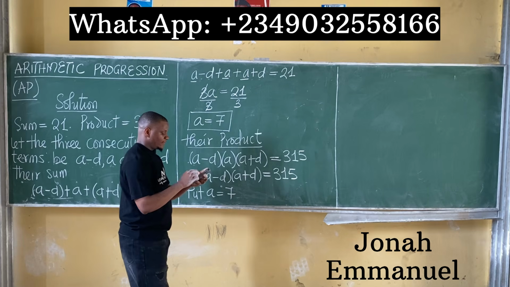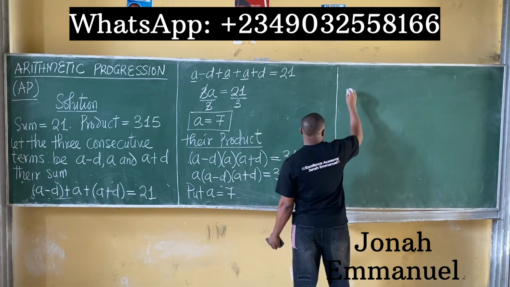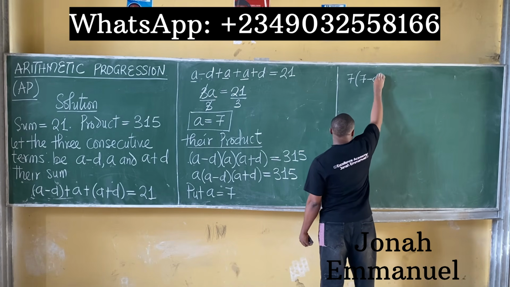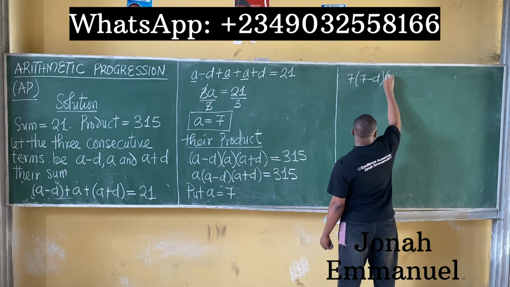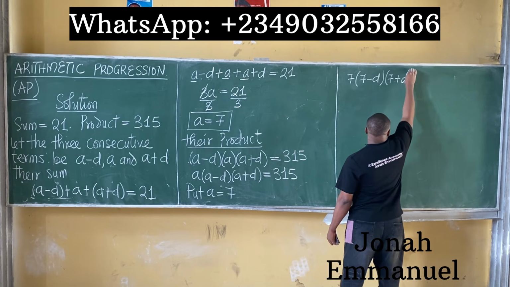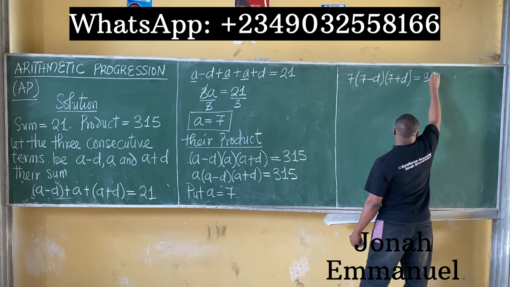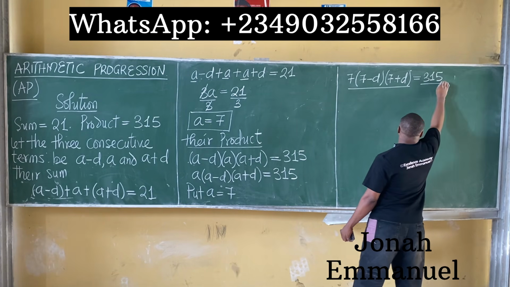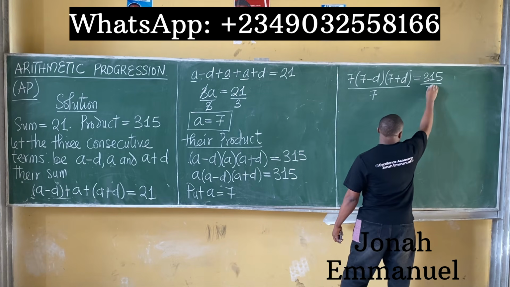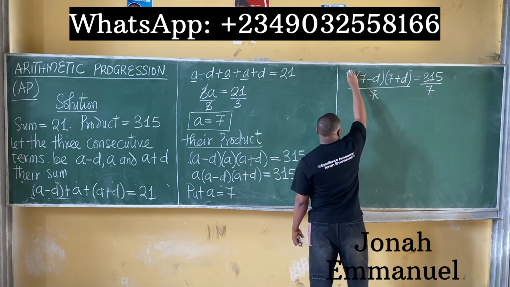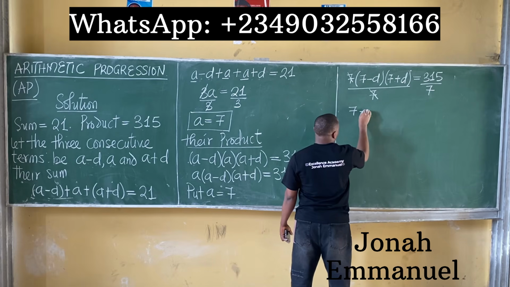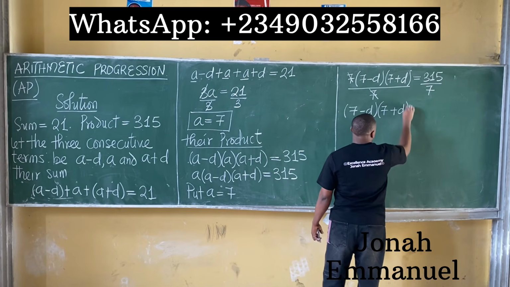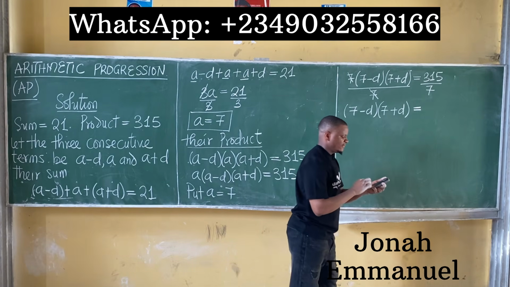All right, let me get my calculator. So a becomes 7, so 7 into (a minus d) becomes 7 minus d. A is 7 into (a plus d). A is 7, so 7 plus d is equal to 315. The first thing I could do here is to divide both sides by 7, since they're all multiplying by 7. So this will cancel this. So you have (7 minus d) into (7 plus d) is equal to 315 over 7.